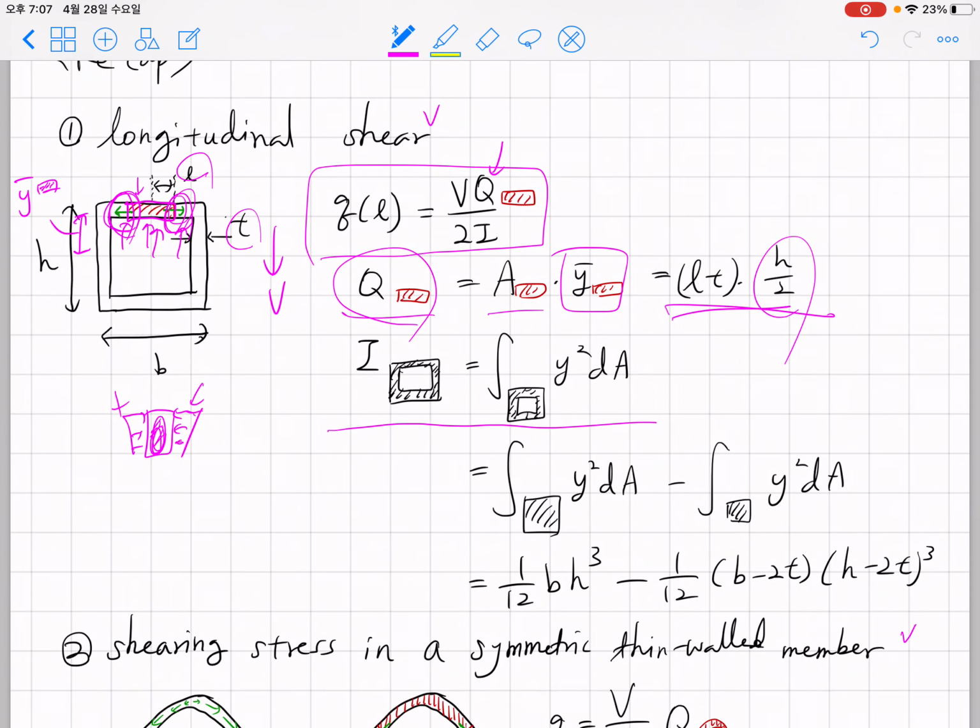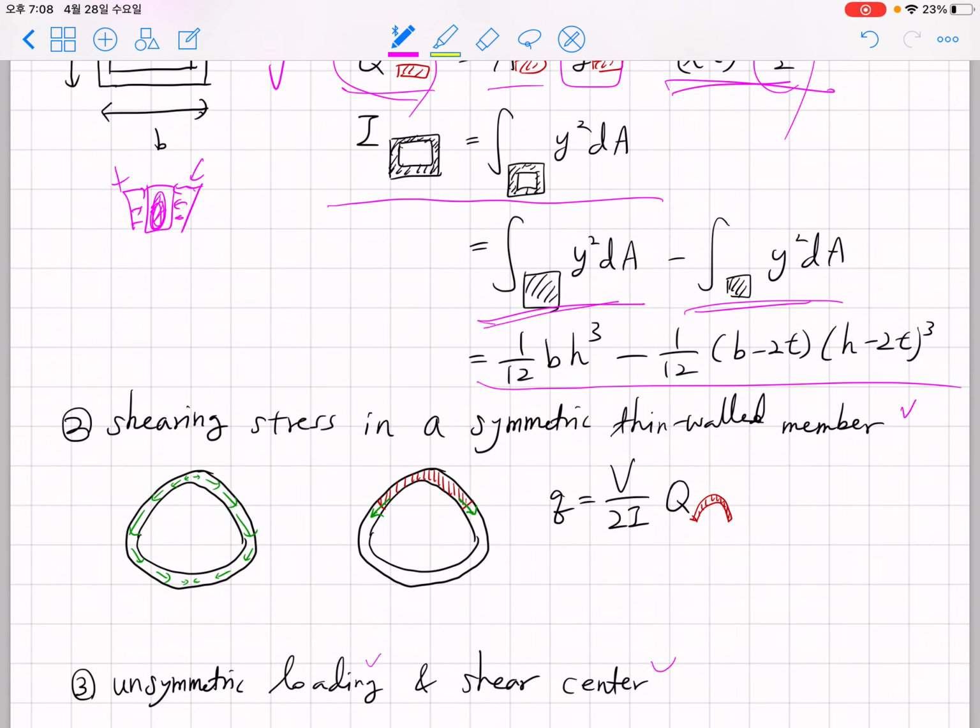And regarding the I for this hollow square cross section, we can do this kind of computation: the full cross section minus a smaller cross section which has the same size as the hole. Then we can obtain the I relatively easily. So in this way we can obtain the longitudinal shear for some hollow structures.